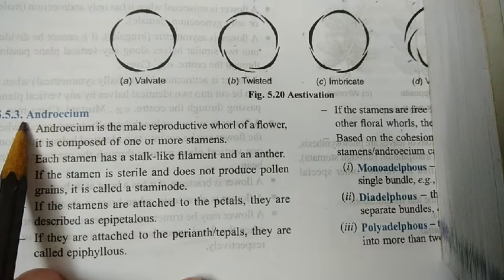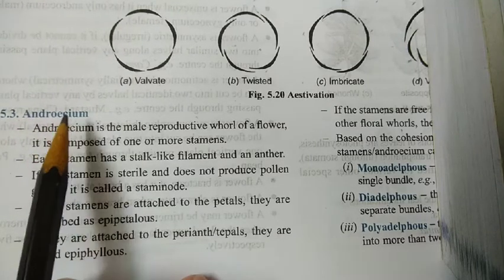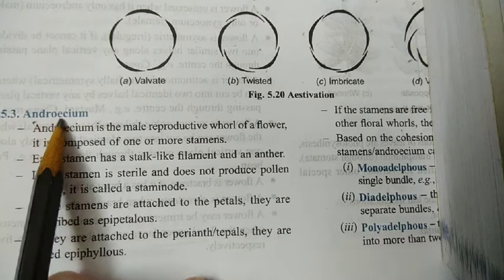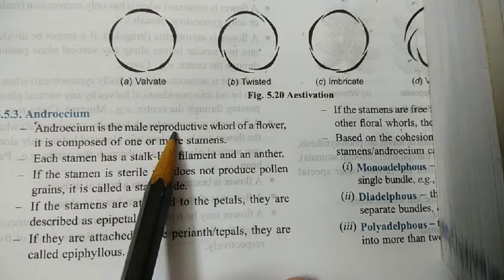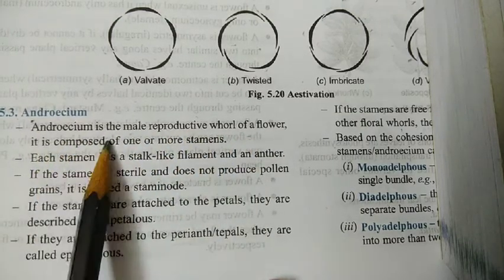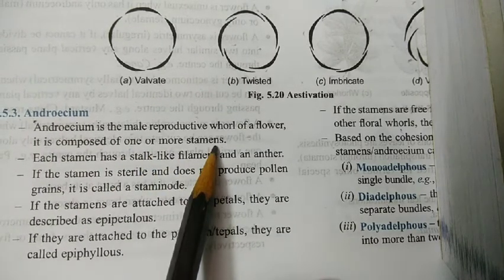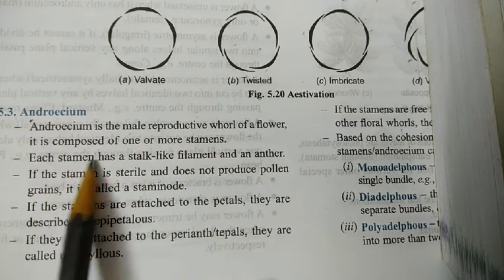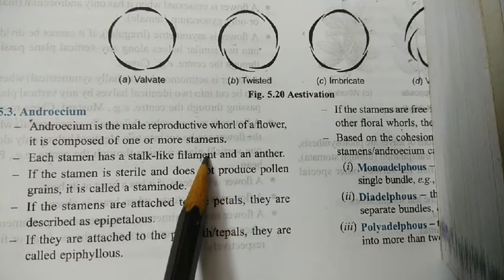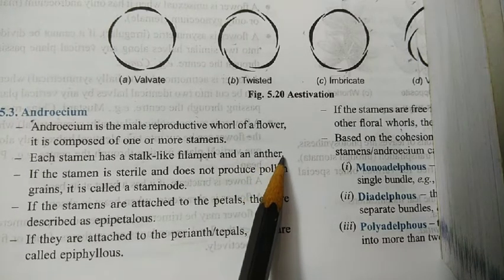Dear students, today we study the next part of the flower, androecium. Androecium is the male reproductive part of a flower and it is composed of one or more stamens. Each stamen has a stalk-like filament and an anther.